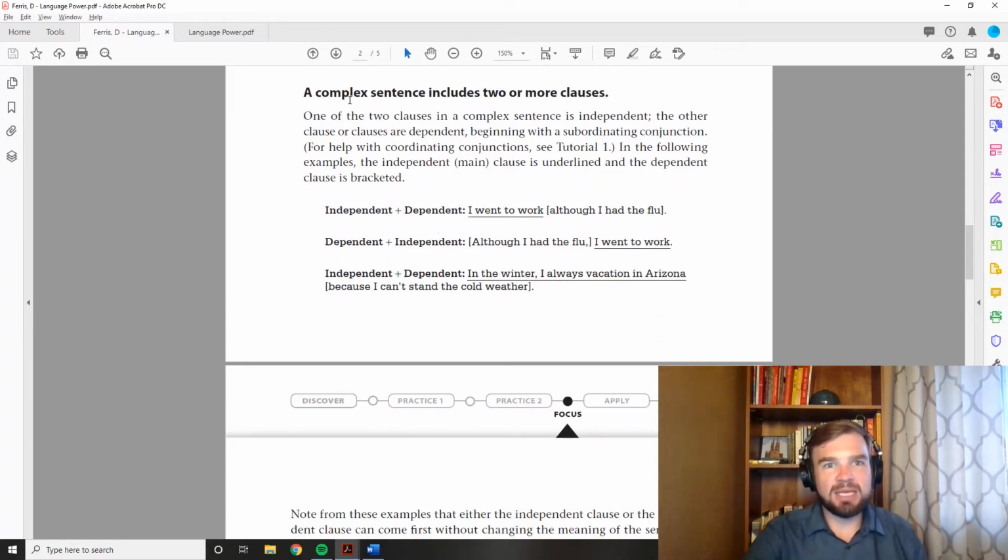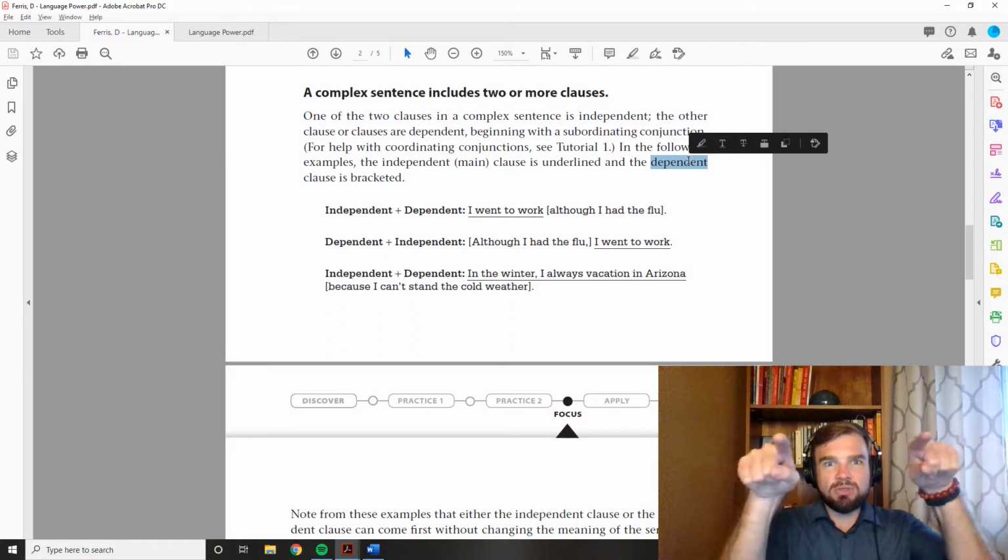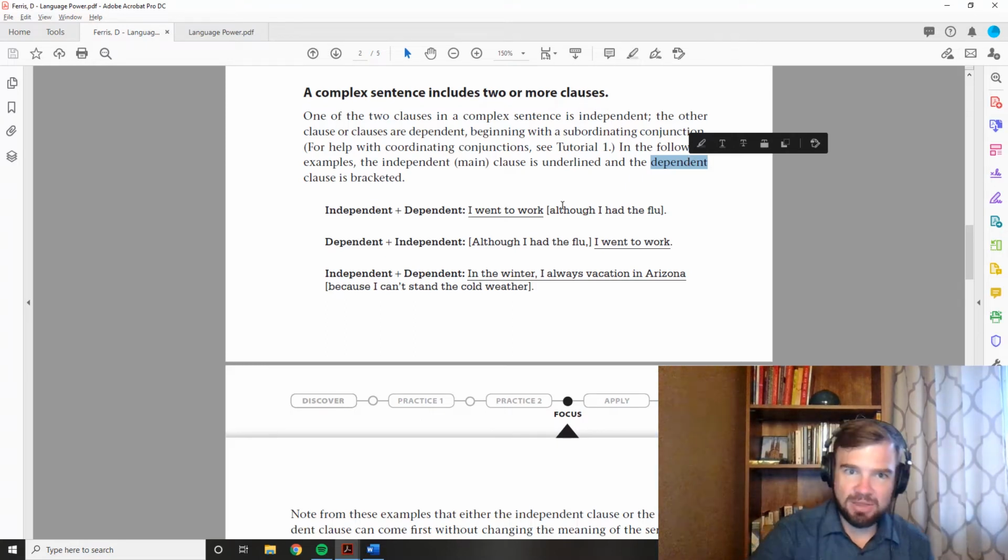Next sentence type is a complex sentence. So a complex sentence includes two or more clauses. Professor Ferris says one of the two clauses in a complex sentence is independent, can stand alone, can be its own sentence. The other clause or clauses are dependent, beginning with a subordinating conjunction. So in the following examples, the independent clause is underlined and the dependent clause is bracketed. Bracketed is in those little lines or parentheses that look like parentheses.